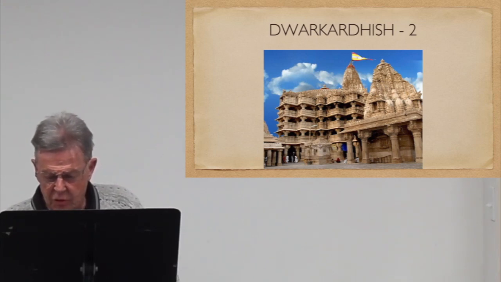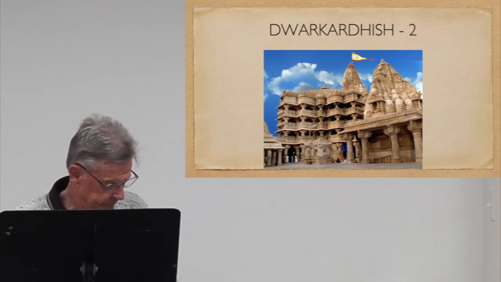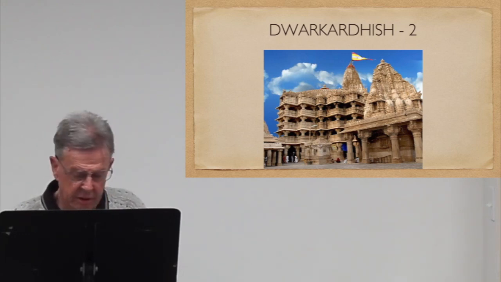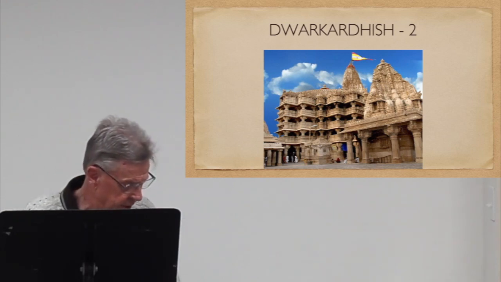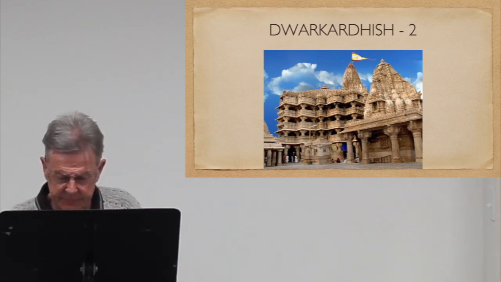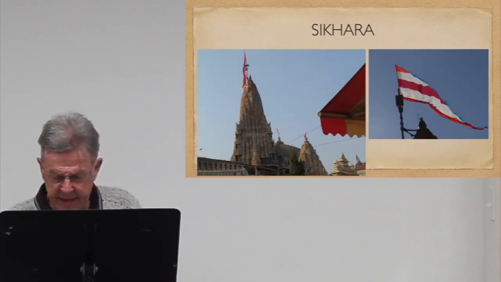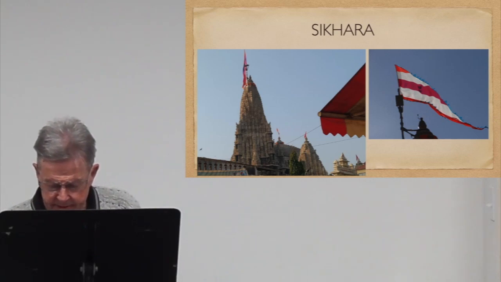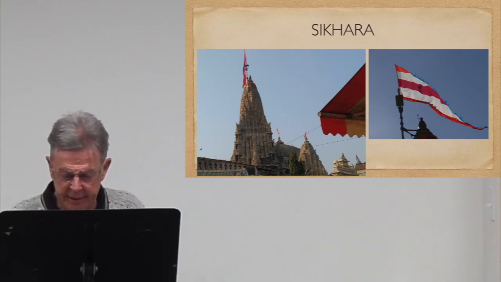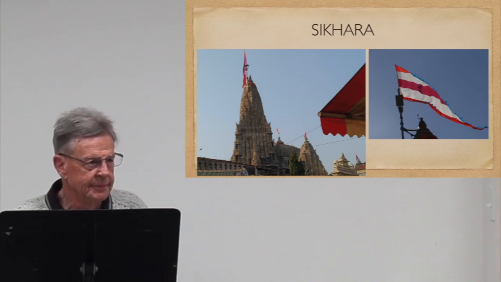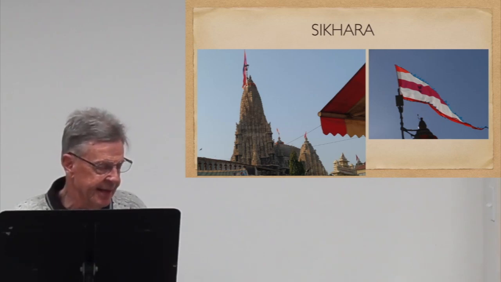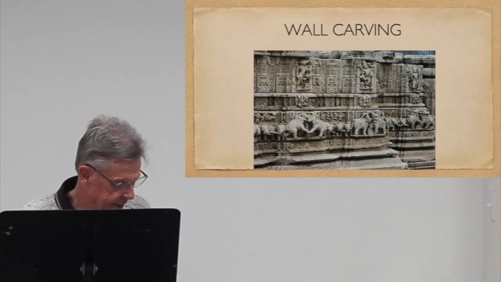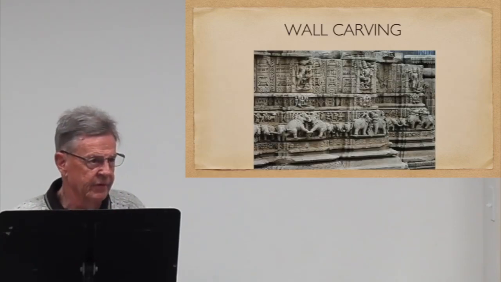It's five-storied, with 72 pillars. Its spire, the shikara, rises 256 feet above the ground. The flag hoisted over the shikara usually shows the sun and the moon, which is believed to indicate that Krishna would remain at the temple until the end of time. So Krishna is in that temple in the form of an image. And it has magnificent wall carvings, all sculptured.